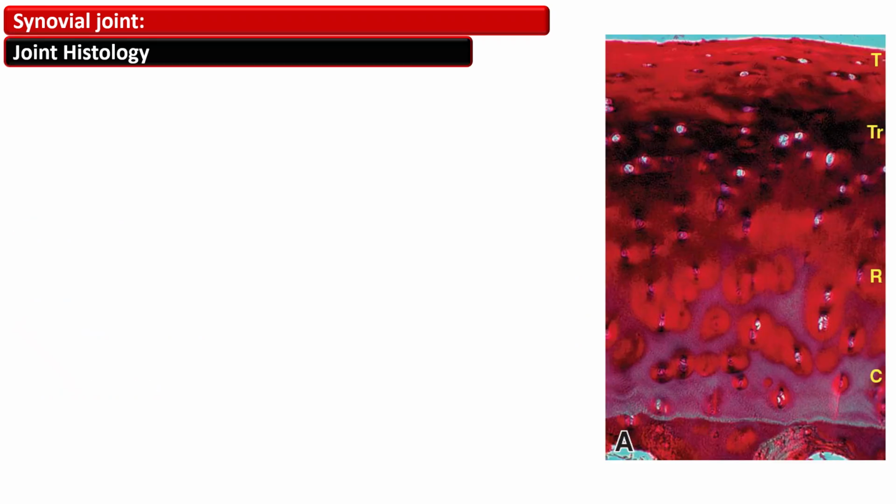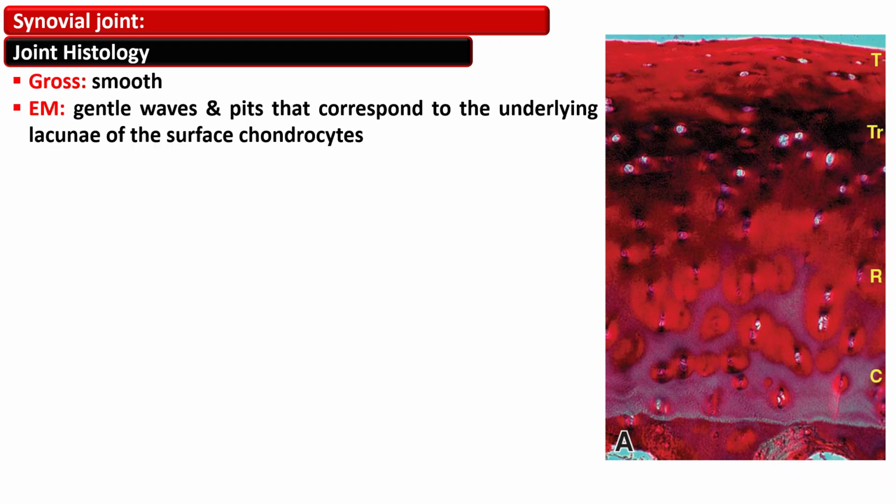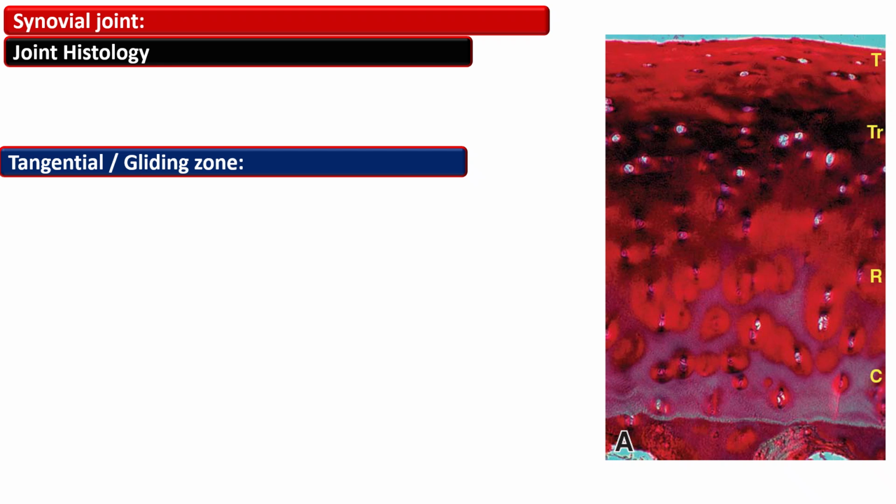Articular cartilage is smooth grossly, while on electron microscopy it shows pits, and these pits correspond to the underlying lacunae of the chondrocytes. There are four zones in the articular cartilage. First is the tangential zone, the uppermost, closest to the articular surface. It is also termed the gliding zone, because the joint surfaces glide on each other.